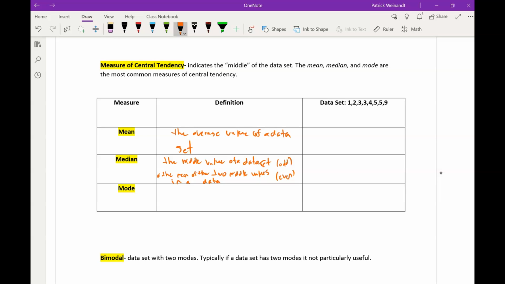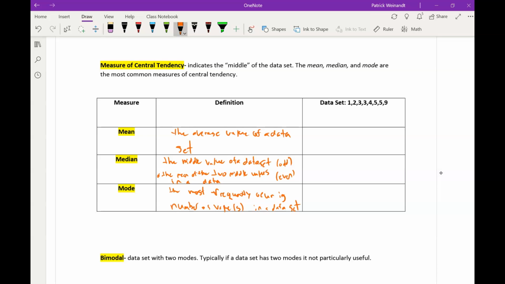The mode is just the most often or the most frequently occurring number or value. I don't know how to spell occurring, I think it has one R. And in parentheses, values, you could have more than one mode in a data set.